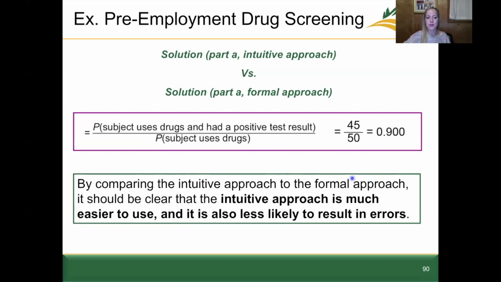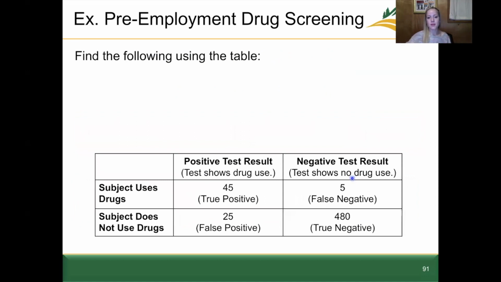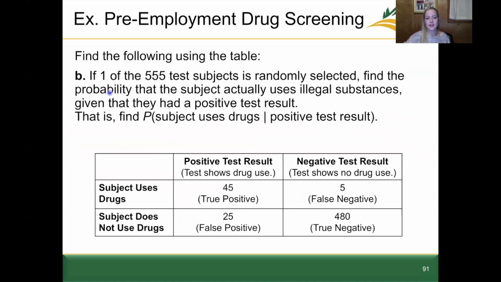Okay, so now we're able to do both the intuitive and the formal approach to conditional probability, but we'll probably end up doing the intuitive approach more often when given the chance. In the same example, we do have a question B. Here, part B is asking if one of the 555 test subjects is randomly selected, find the probability that the subject actually uses illegal substances given that they had a positive test result. So notice that terminology here that indicates we're looking at conditional probability.